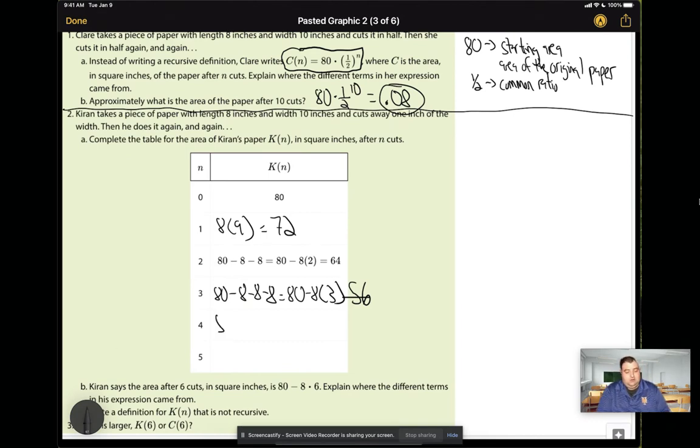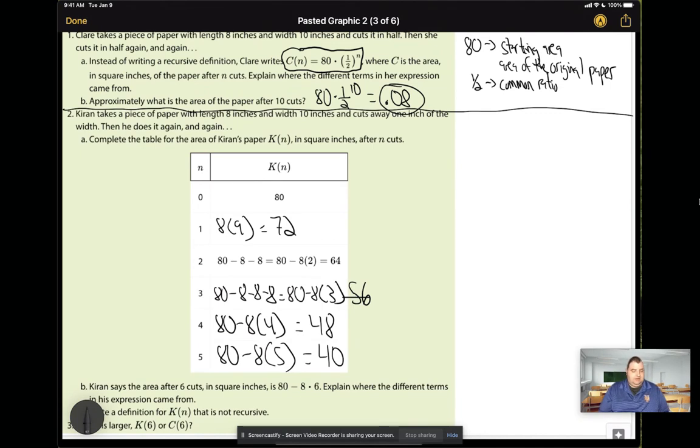So number 4 is going to be 80 minus 8 times 4, which is 80 minus 32. So that's going to be 48. And number 5 is going to be 80 minus 8 5 times. So I have to subtract 8 5 times. So that's going to be 80 minus 40, which is 40.